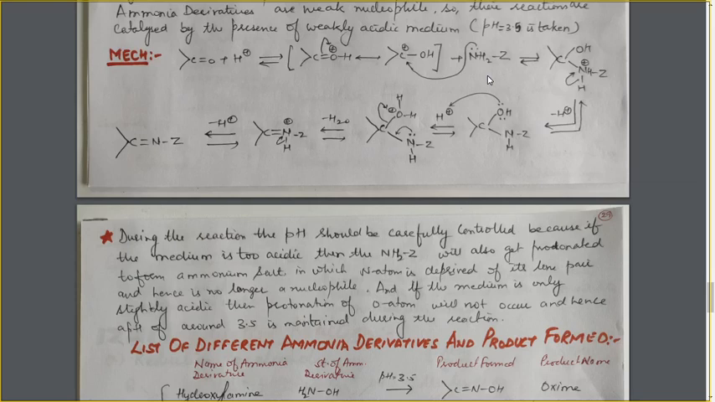So if we take a strongly acidic medium, then the protonation of this C double bond O group takes place, but the protonation of this NH2 group of the ammonia derivative will also take place. After the addition of H positive ion, this nitrogen will become positively charged. Because of the positively charged nitrogen atom, this nucleophile is no longer able to attack the carbon. That's why if we take a stronger acidic medium, the reaction will not take place. So that's why we have taken the weakly acidic medium.